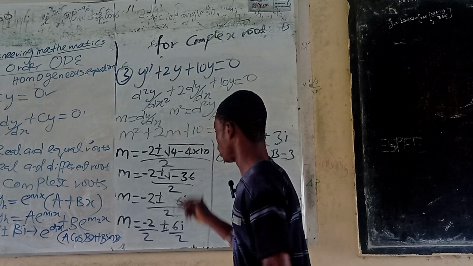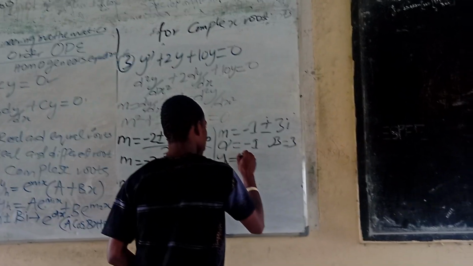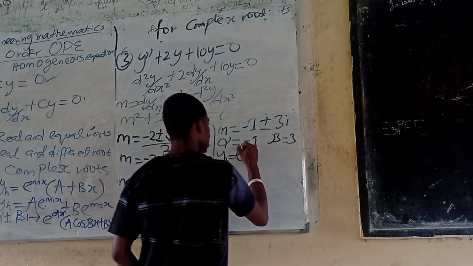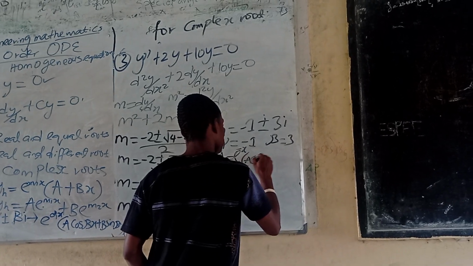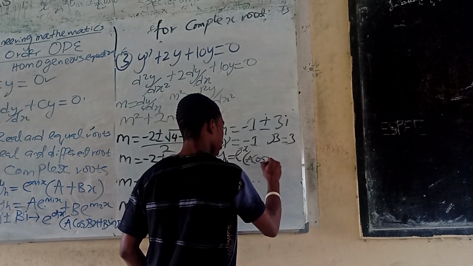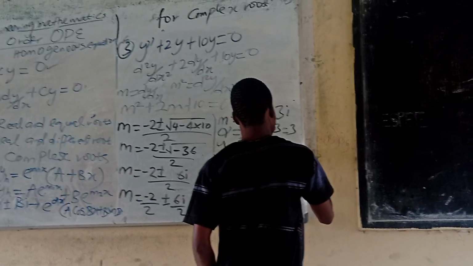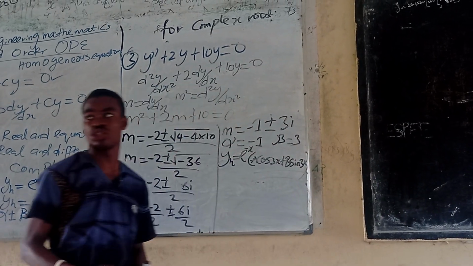So let's proceed. The homogeneous equation: exponential alpha, which is minus 1, so minus x. Then a cos beta x, what's your beta? 3x. Then plus b sine 3x. So this is your general solution to the equation.